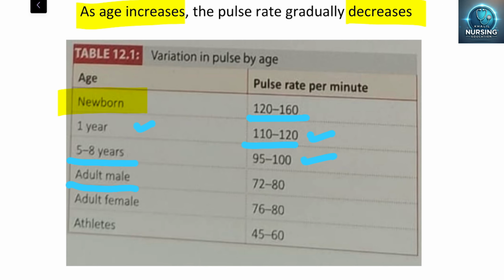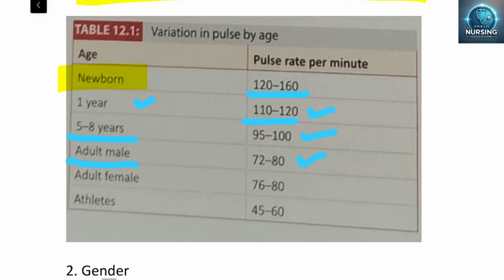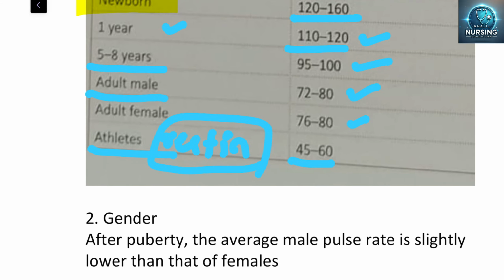Adult male 70 to 80 beats per minute. Adult female somewhat different will be there. Athletes have 45 to 50 beats per minute. Okay, so when they are in resting, very importantly, they may confuse you like this. During resting, that time they may have 45 to 60 beats per minute.